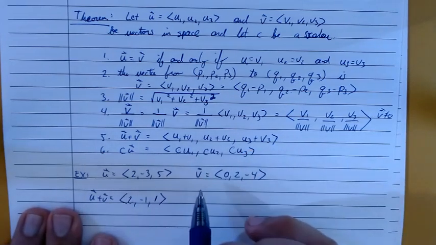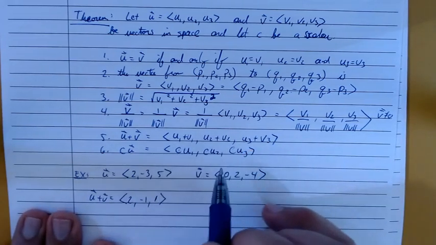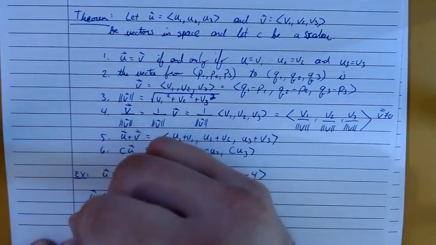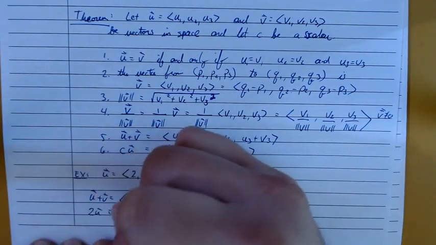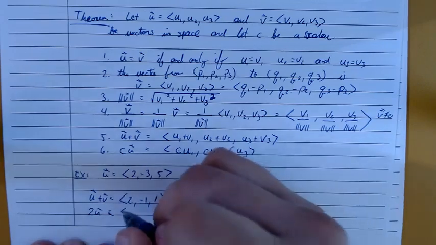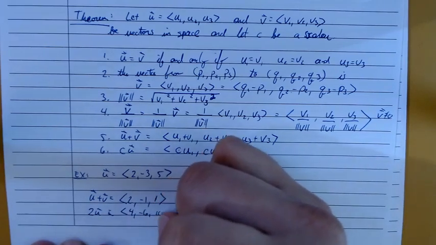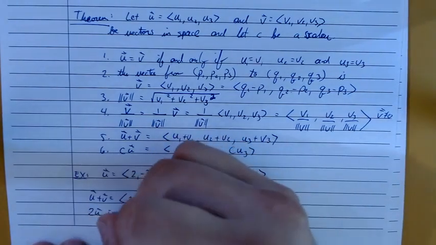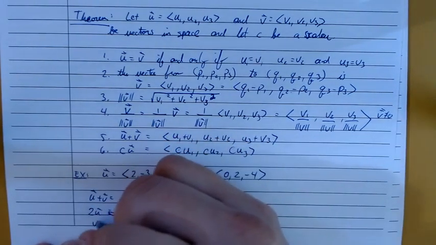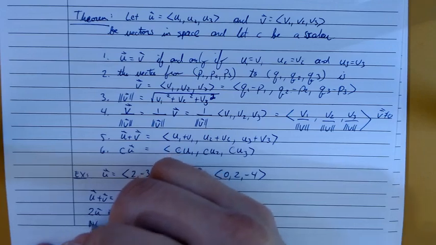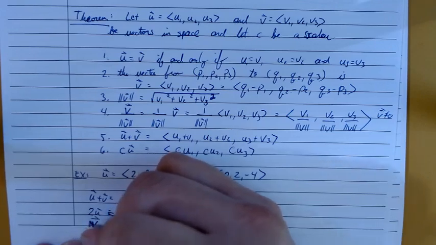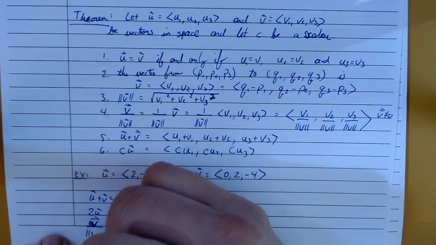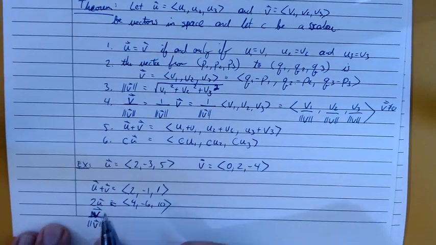We can scale any of these by simply multiplying each of the components by that scalar. So for example, if I want 2u, that's simply going to double each of the components in u. So that'll be 4, -6, 10. Let's say I want to find the unit vector in the direction of v. That's the vector that has this direction, but that has distance 1.